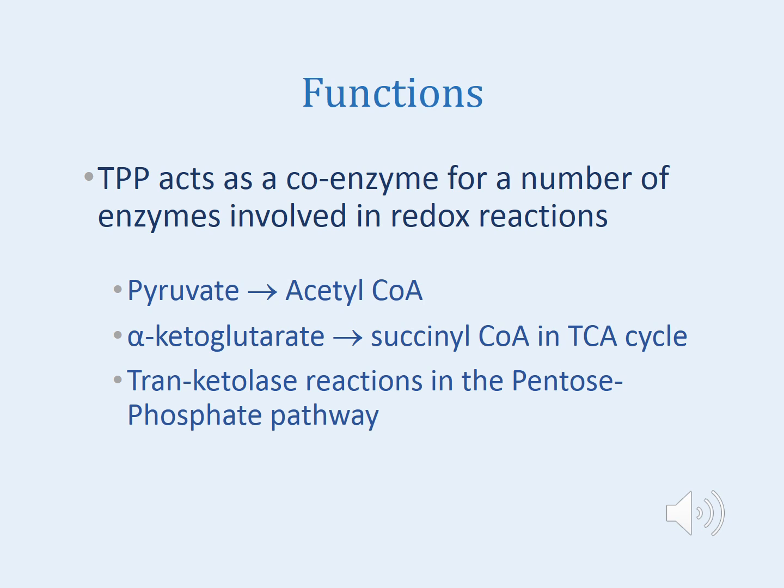TPP also acts as a coenzyme in the conversion of alpha-ketoglutarate to succinyl coenzyme A in the Krebs or TCA cycle, and it's involved in transketolase reactions in the pentose phosphate pathway. Remember, the pentose phosphate pathway generates NADPH and pentoses, which are 5-carbon sugars, as well as ribose 5-phosphate, which is a precursor for the synthesis of nucleotides.